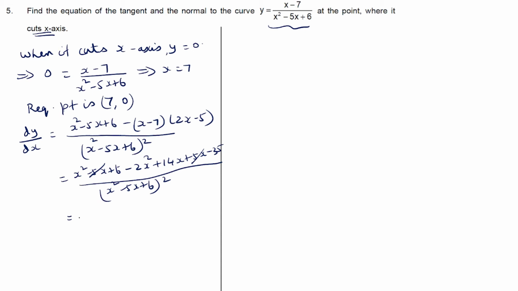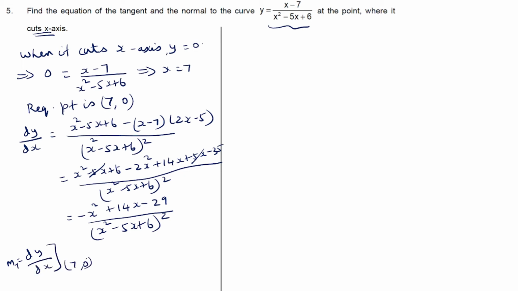So it is coming to minus x square plus 14x minus 29 upon x square minus 5x plus 6 the whole square. Now to find the slope of the tangent MT, it is dy by dx at 7, 0. So this is equal to minus 7 square plus 14 into 7 minus 29 upon 7 square minus 5 into 7 plus 6 the whole square.